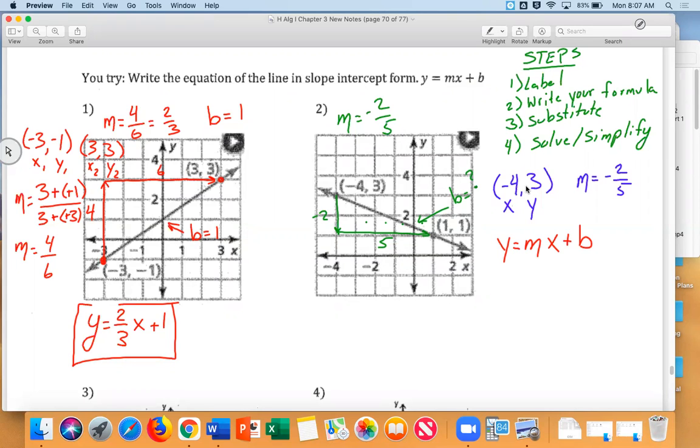Now, step number 3 says to substitute. So Emma, what is y? 3. What is m? -2/5. What's x? -4. And we don't know b. That's what we're trying to solve for.